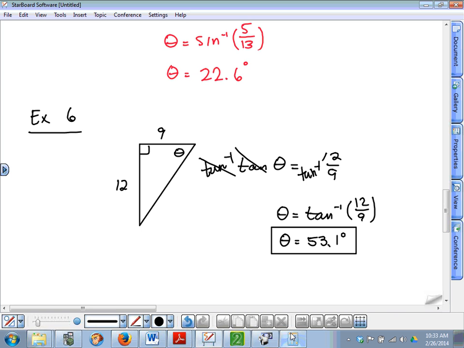Now let's get something straight. If you're searching for the side, listen carefully, please. If you're searching for the side of a triangle, do we use inverse? No, you use normal trigonometry. When do we ever use inverse trigonometry? Only when you're searching for an angle measure. If you're searching for an angle measure, then you use inverse. Otherwise, you use normal trigonometry for side measure. All right.